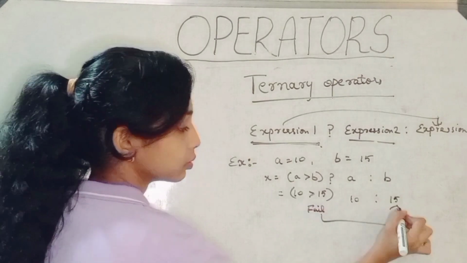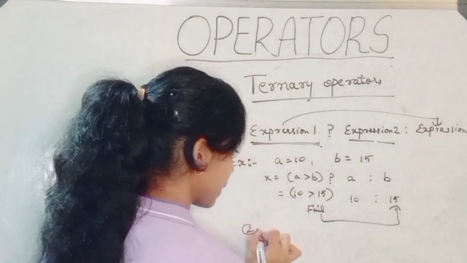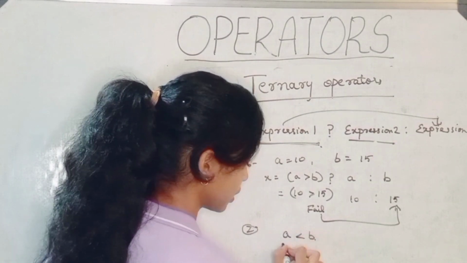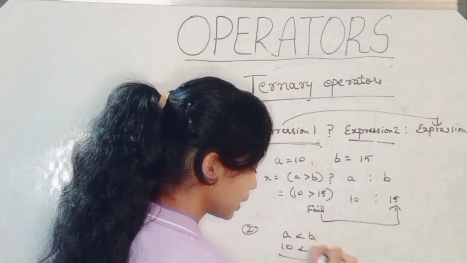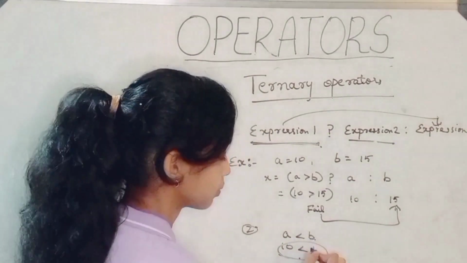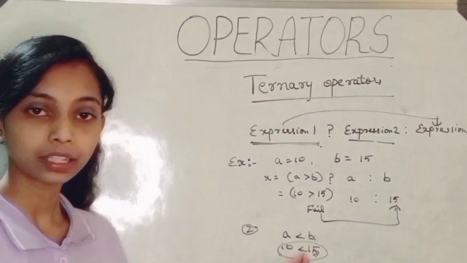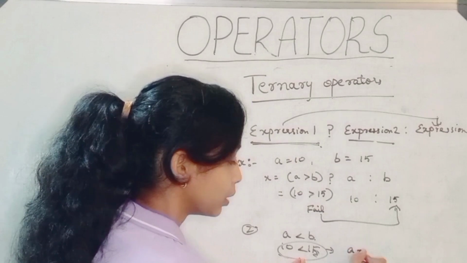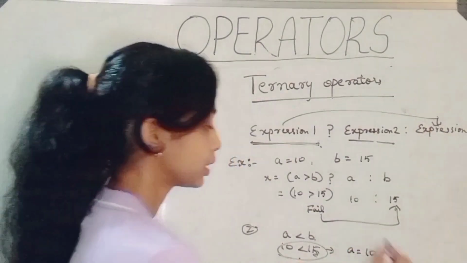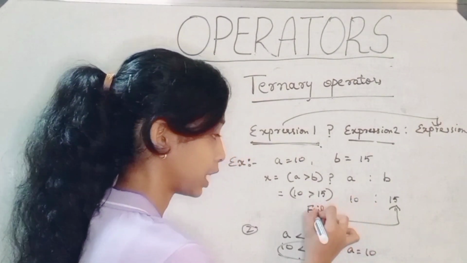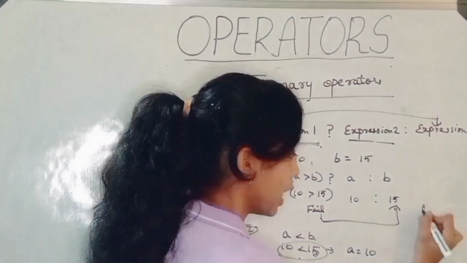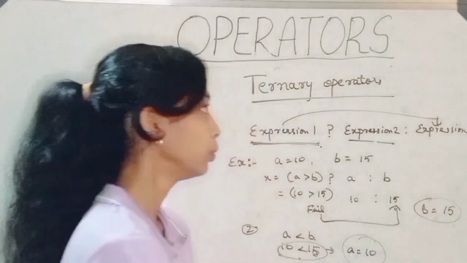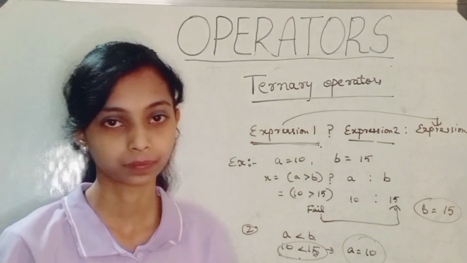For the second example, we can have A is less than B, that is 10 is less than 15. Is this condition true? Since the condition is true, the value of A will be 10. In the earlier case, since the condition was false, the statement went to expression 3 and the value of B is 50. This is how the ternary operator works.